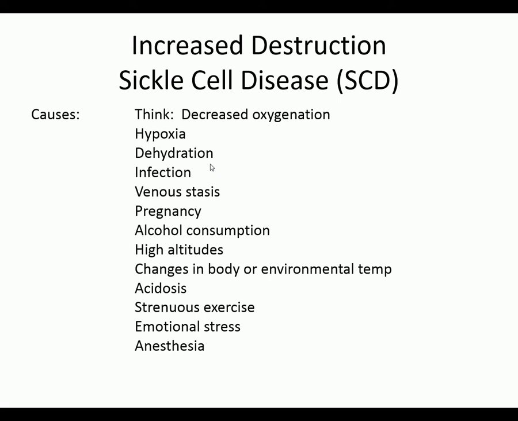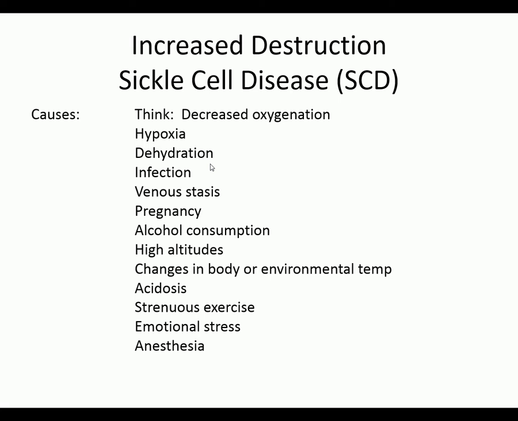Usually these cells will go back to their normal shape once the causing factors that are listed on the screen are removed. The longer these cells stay in that sickled shape, the less likely they are to return to normal shape. Sickle cells are more fragile, and their lifespan is only like 10 to 20 days instead of the 120 days of a normal red blood cell. So you're going to see hemolytic anemia in these patients.